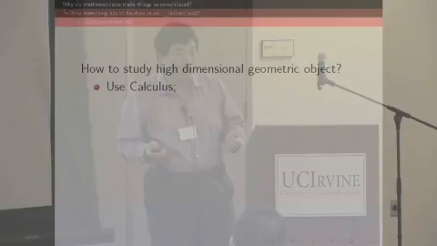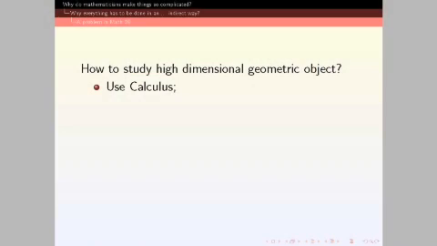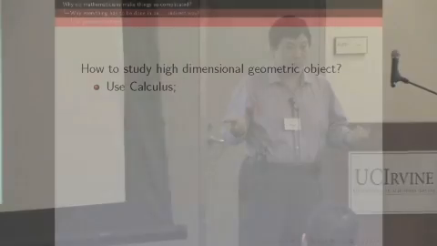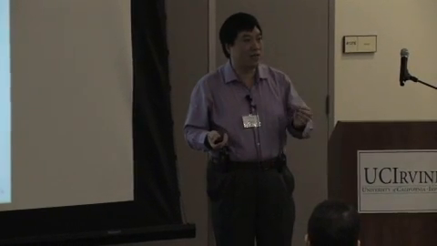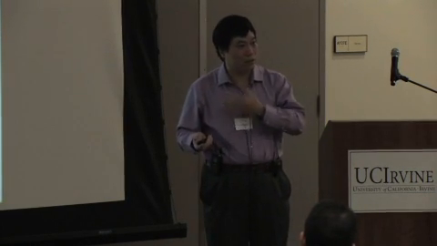So how do we study high-dimensional geometric objects? Our aim is to study the geometry. For example, we want to know the volume of the Calabi-Yau manifold, and certain areas of it, and so on. How to study it? We cannot use Euclidean geometry. Instead, we probably have to use all the mathematics we know to detect it, to study it.